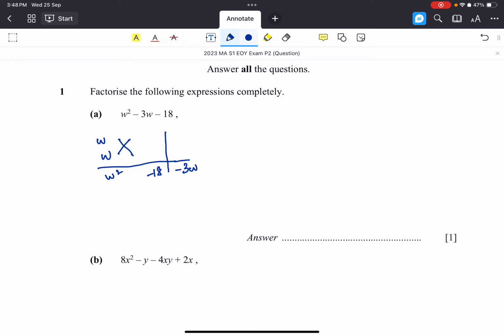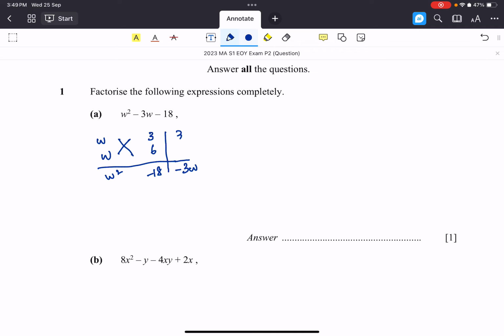Oops, is my Apple Pencil working? We find a combination that will give us 18. So 18 will be 1 times 18. 1 times 18 is either 17 or 19. No good. Then 2 times 9. 2 times 9 is either 7 or 11. No good. 3 times 6. 3 times 6 gives us 3 or 9. So we want 3. So 6 and 3 combo is good.